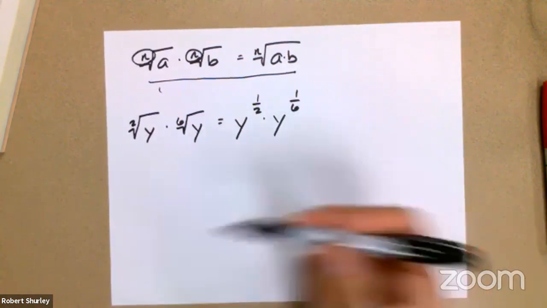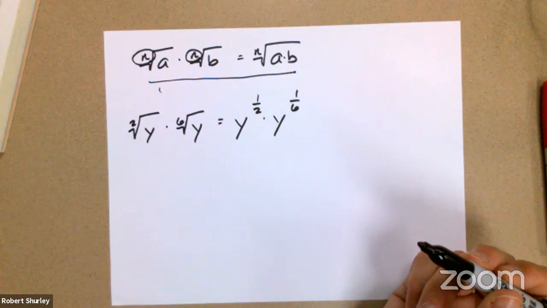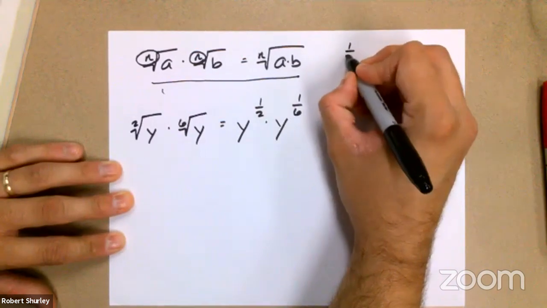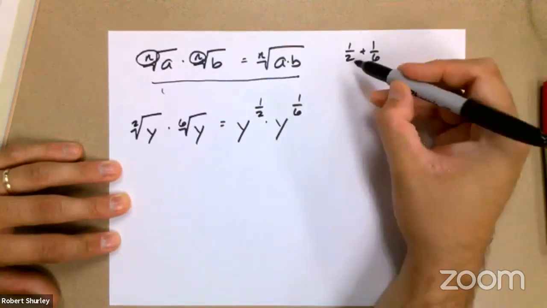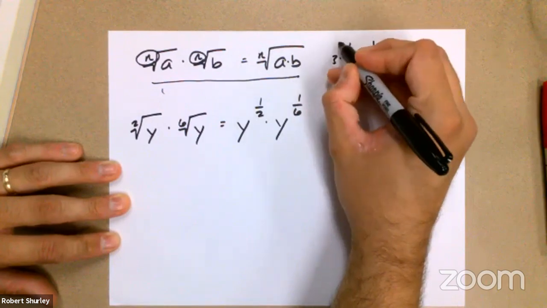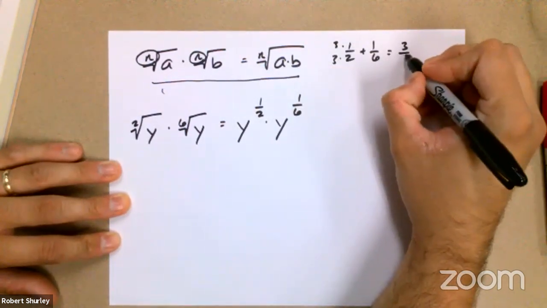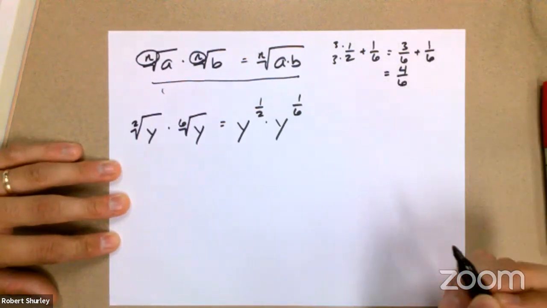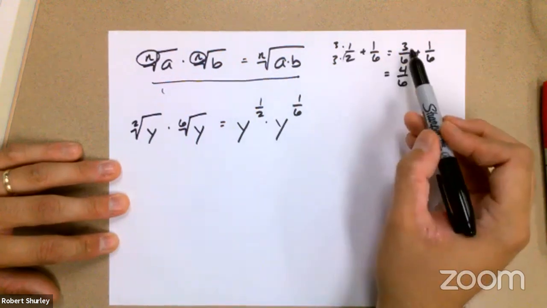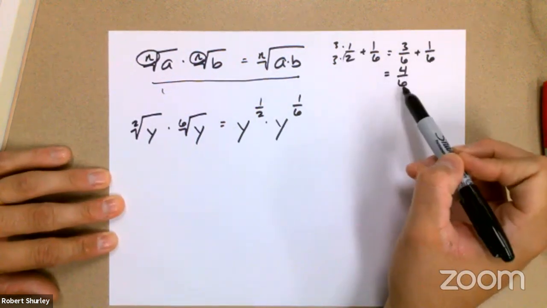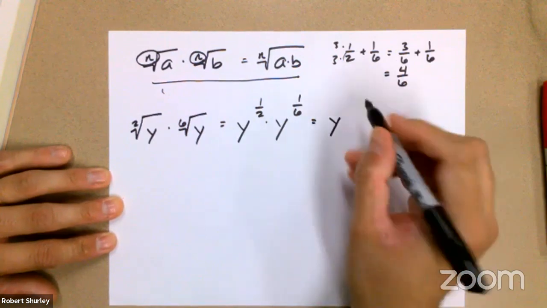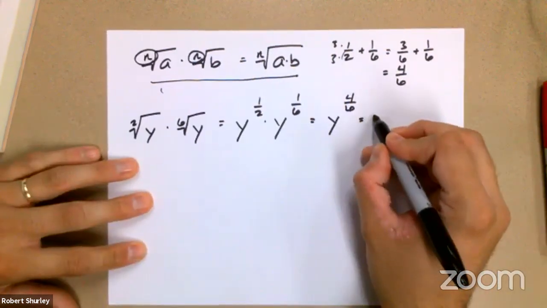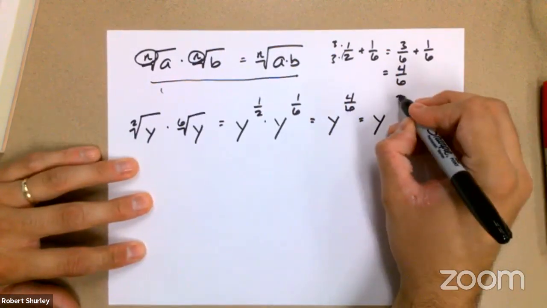Now it turns into that example we talked about a few pages ago. I've got to add 1/2 and 1/6 together. I'm going to do it up here. 1/2 plus 1/6. The 6 stays the same, I just need to multiply 3 on top and bottom, so 1/2 becomes 3/6. 3/6 plus 1/6, add the tops, you get 4, keep the 6. So this winds up being y to the 4/6 power, which we know is actually y to the 2/3.